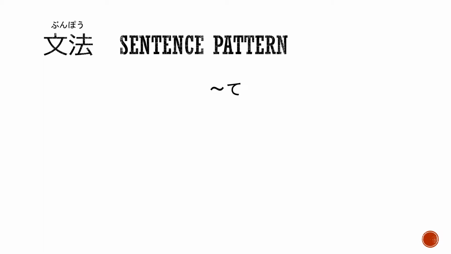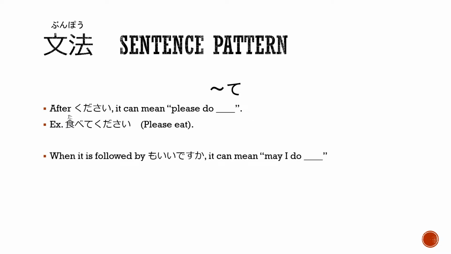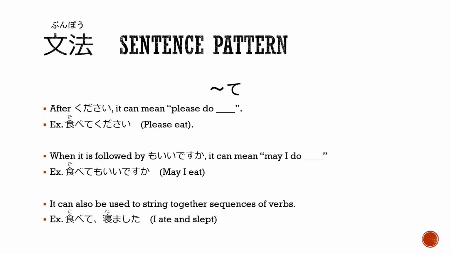Today's sentence pattern is the te form. When you use kudasai after the te form, it means please do blank. An example of this is tabete kudasai, please eat. If te is followed by mo ii desu ka, it can mean may I do blank? For example, tabete mo ii desu ka? May I eat? Using te can allow us to string together verbs like tabete, nemashita.